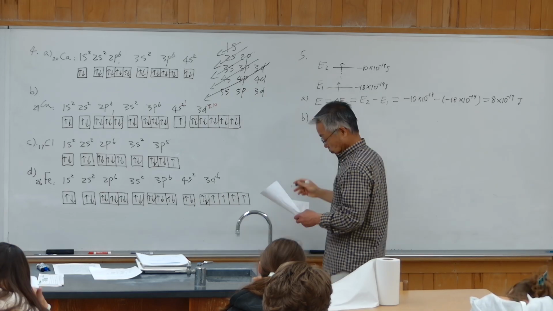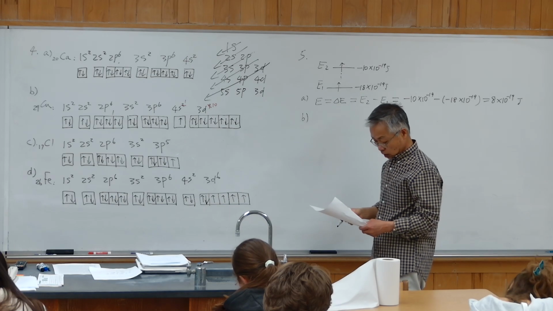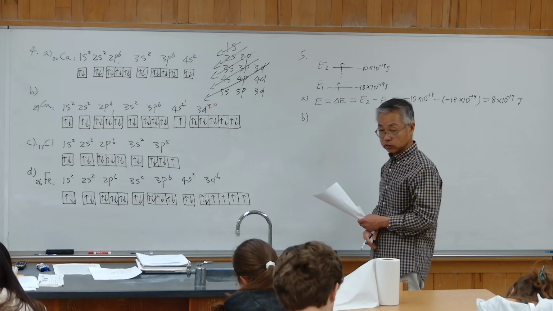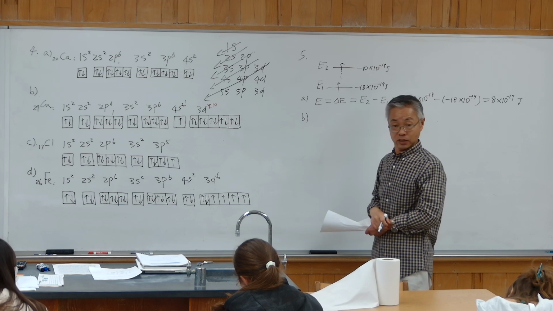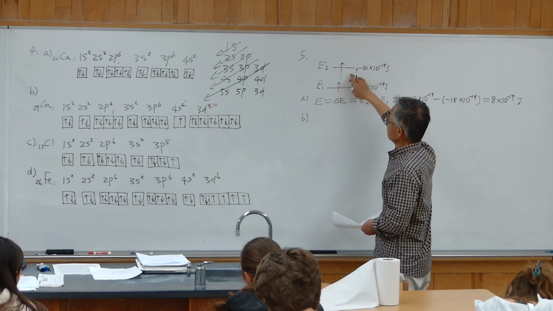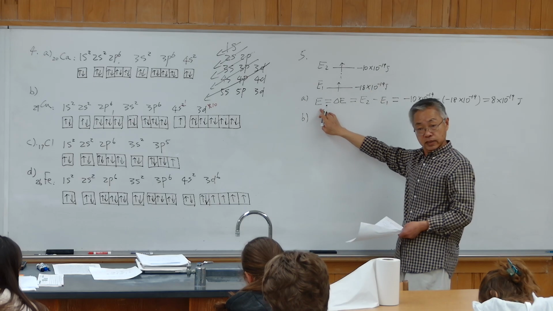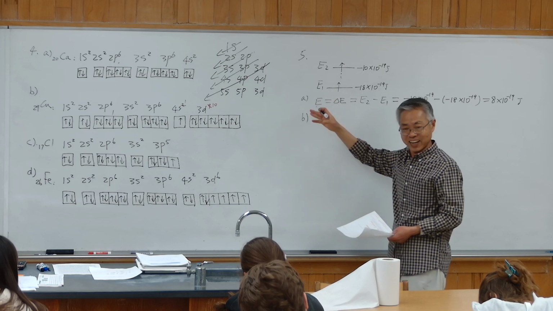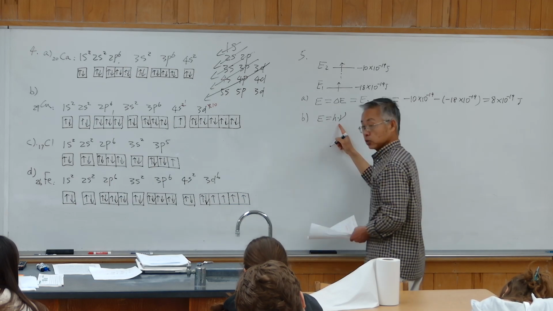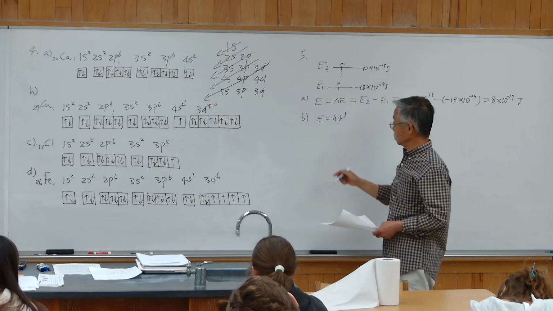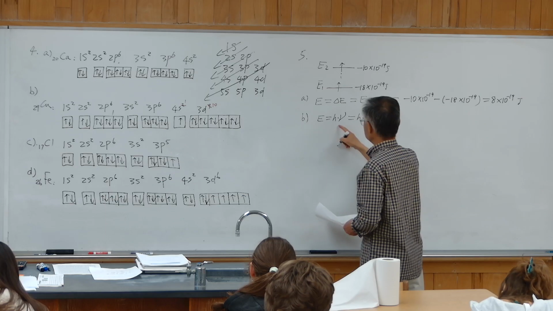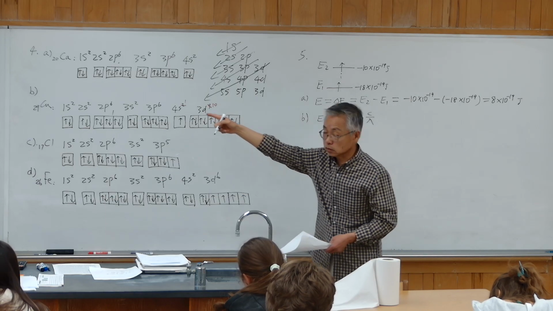Then B asks what is the wavelength of the photon needed to excite the electron from E1 to E2? This is actually the same question, just asking for a second answer. So to excite the electron from E1 to E2 level, you need this amount of energy. This energy comes from a photon. It's light, right? So the energy of a photon equals h times nu. But here it asks for wavelength, not frequency. Then we need to convert this into wavelength. Nu equals c divided by lambda. Question 1, right?